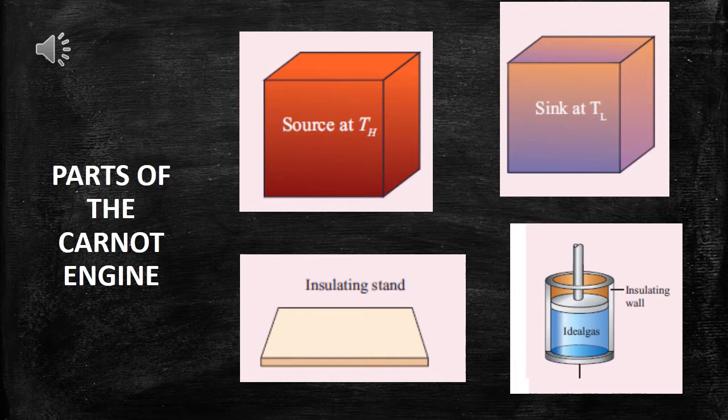The third one is insulating stand. It is made up of perfectly non-conducting material. Heat is not conducted through this stand. The fourth one is working substance. It is an ideal gas enclosed in a cylinder with perfectly non-conducting walls and perfectly conducting bottom. A non-conducting and frictionless piston is fitted in it. With the help of this Carnot engine, we are able to understand about the Carnot cycle.